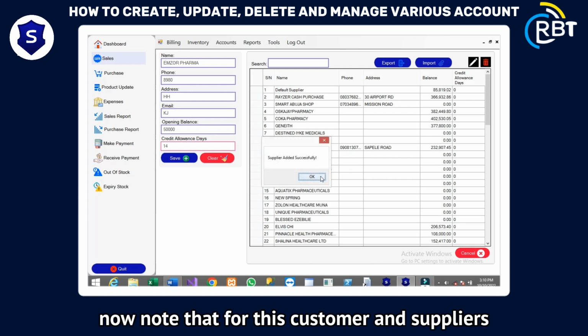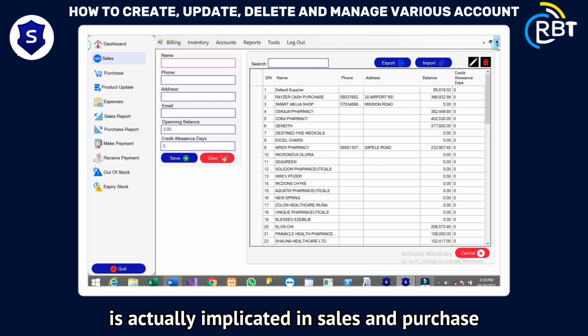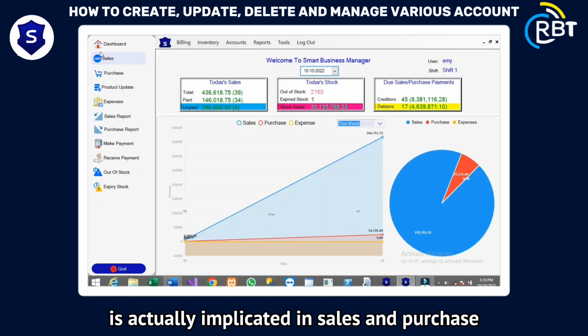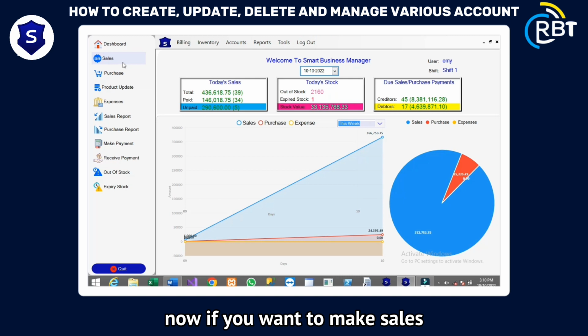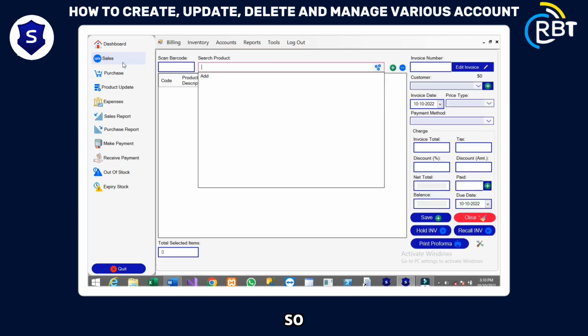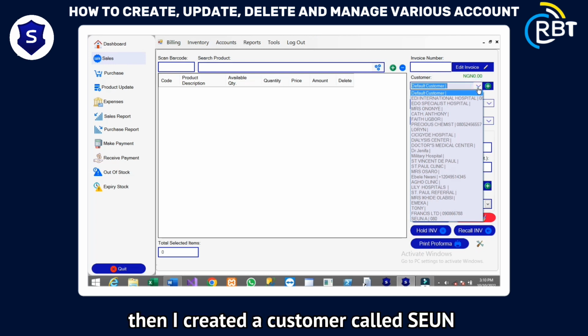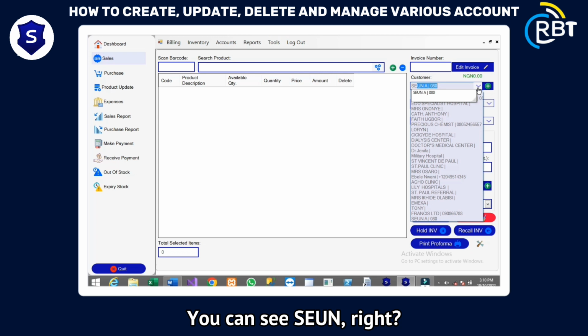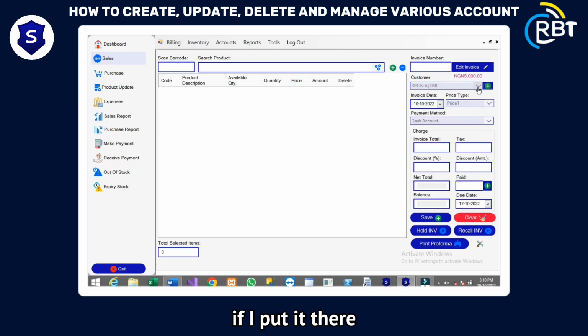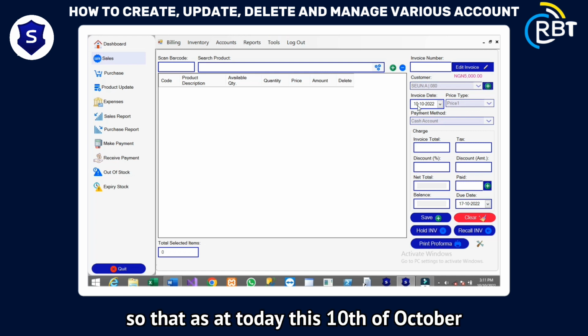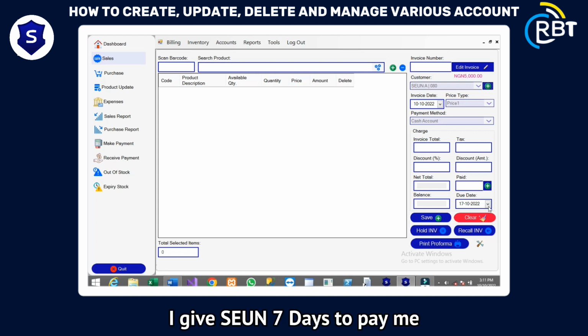Now note that customers and suppliers are actually implicated in sales and purchases. If you want to make sales, you deal with your customers. So this is where you find the customers you have dealt with. Let's say I created a customer called Sean, and you can see Sean. Sean is owing me 5,000. Whenever I'm doing any transaction with Sean, you can see what it entails. As at today, the 10th of October, I gave Sean 7 days to pay me.